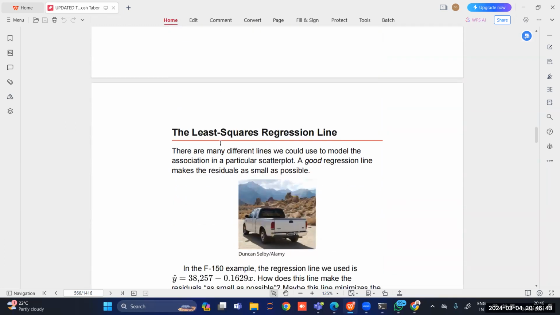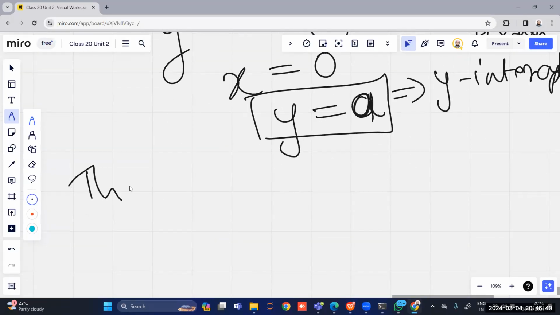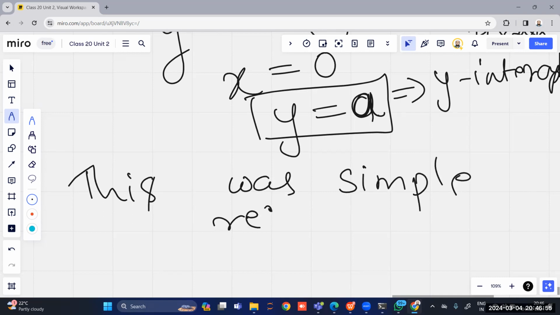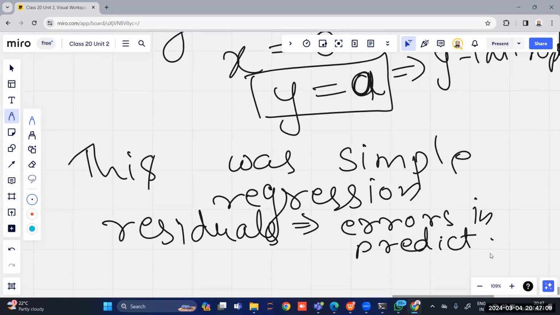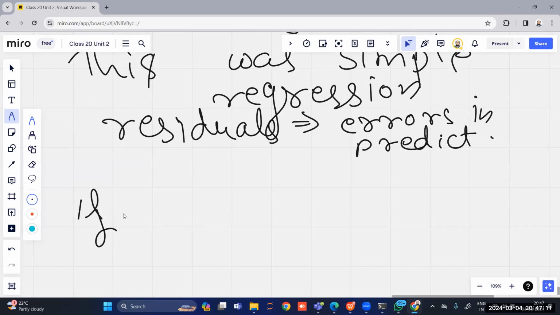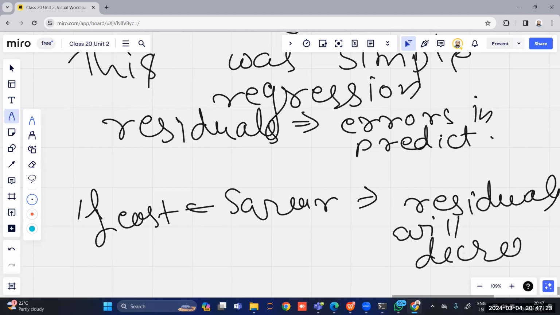So the next thing is least square regression. This was simple regression, where there were residuals in our data. Residuals imply errors in prediction. But when we perform least square, a method for regression, I'll explain it to you tomorrow, then the residuals will be less. Residuals will decrease by this method. Did you get that? That's a method. We'll see it tomorrow.